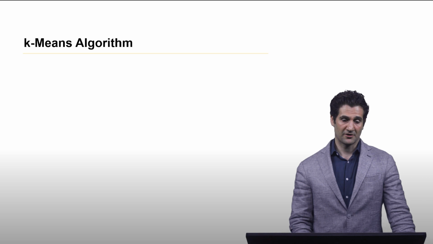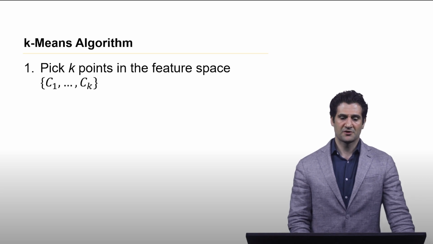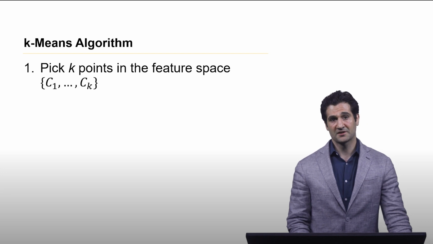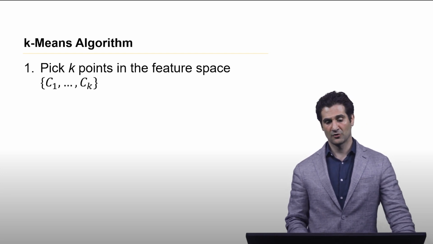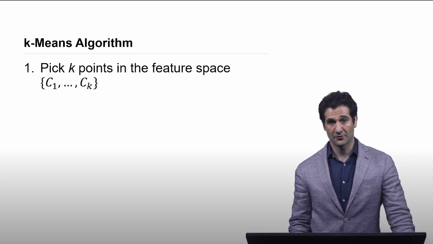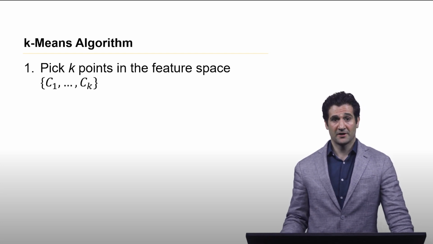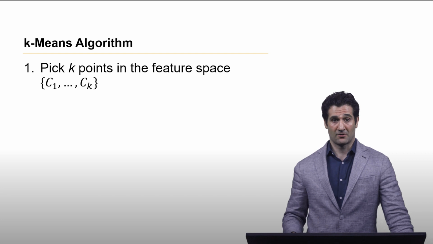So here's the algorithm. So first is initialization. Pick k points in the feature space, and we're going to label these points as C1 through k. These are the centroids, and they will iteratively be updated in the algorithm.